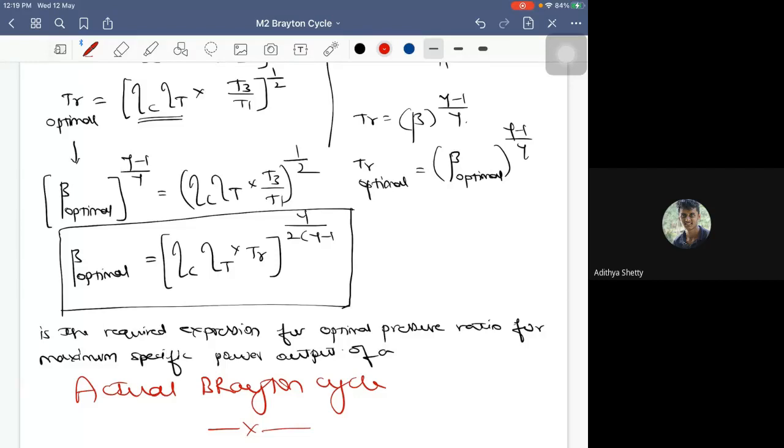Okay, so in the next class we'll be discussing a few other concepts, how you can increase the efficiency of this Brayton cycle. There are 3 methods: regeneration, intercooling, and reheating. All 3 methods we'll be discussing in the next class. Thereby how you increase the efficiency of a Brayton cycle, and then we will move on with the problems. So in the next class we'll be starting the problems also. Okay, is that clear?